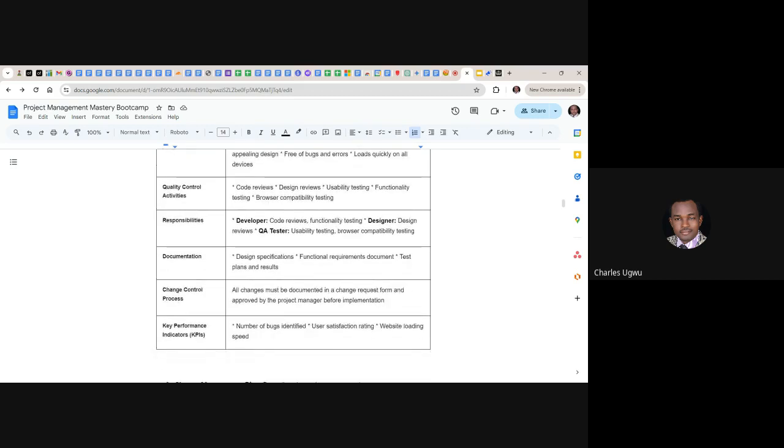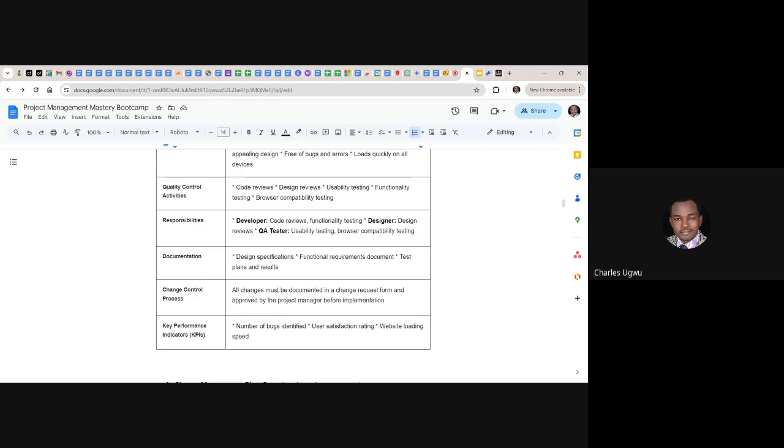And then documentation: design specification, functionality requirement document, and test results. So after all this, when the design is done, the design specification needs to be documented. Then the functionality requirement, after testing it, must have a document for that. And after all the tests conducted, you must have the test plan and test results for all these to happen.